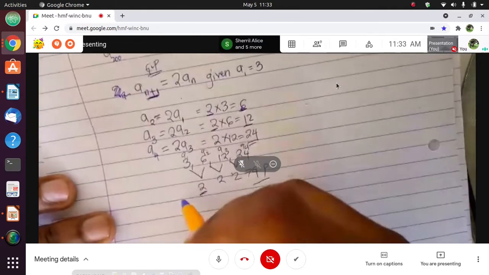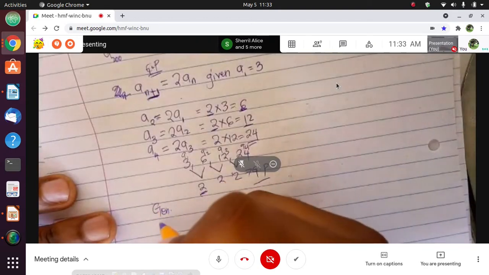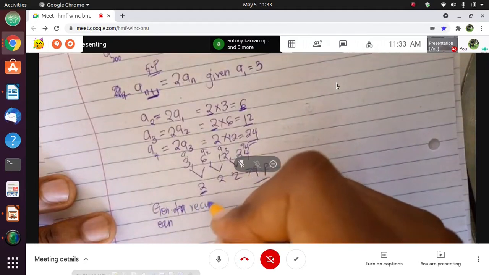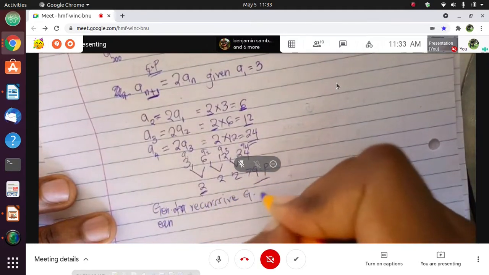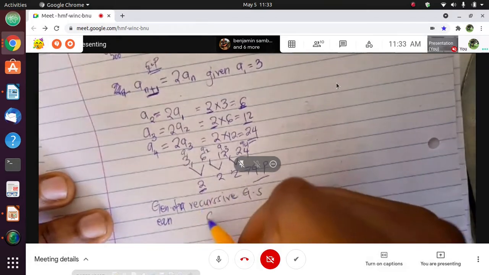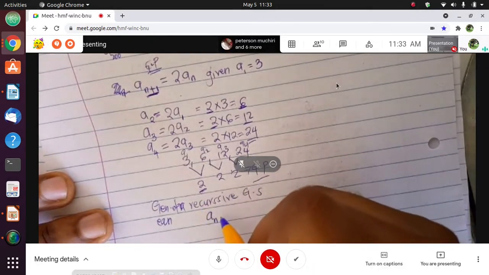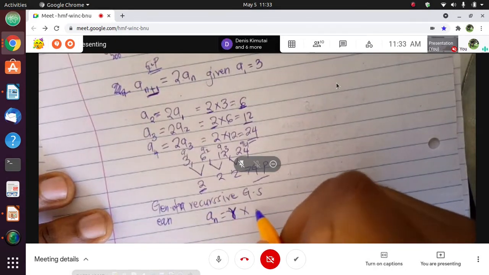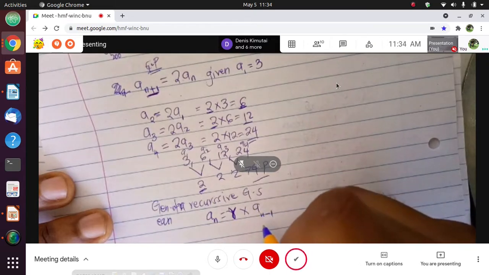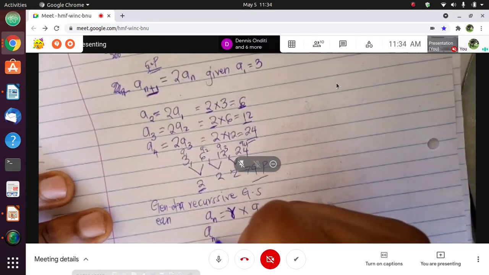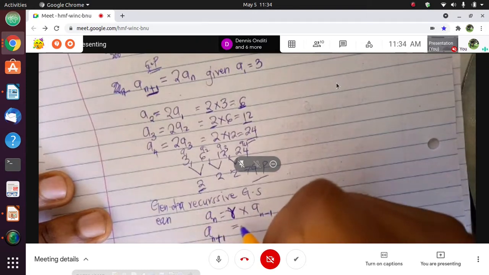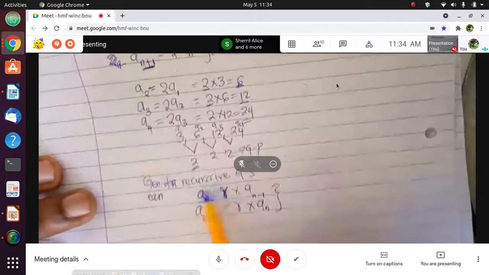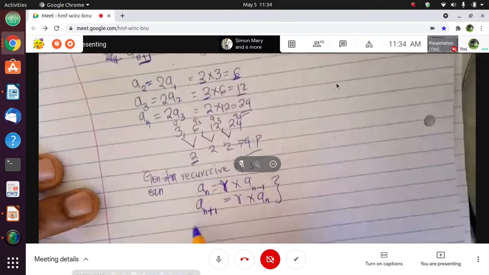Therefore, we can also find the general equation of a recursive geometric sequence. It will be that the nth term will be equal to the common ratio multiplied by an minus 1, or an plus 1 is equal to the common ratio times an. These two formulas mean the same thing. So this is the general equation of a recursive geometric sequence.